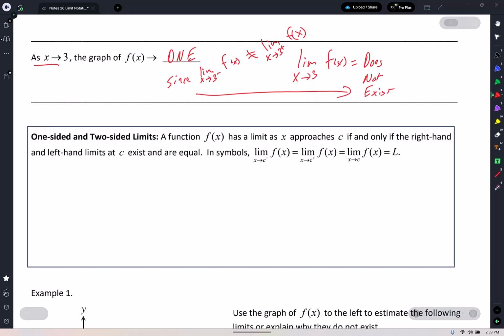A function f of x has a limit as x approaches c if and only if the right hand and left hand limits of c exist and are equal. That's what we just said. So if the left side equals the right side, then you can just write it like that, and that equals whatever number the left and the right is. Cool or not cool?